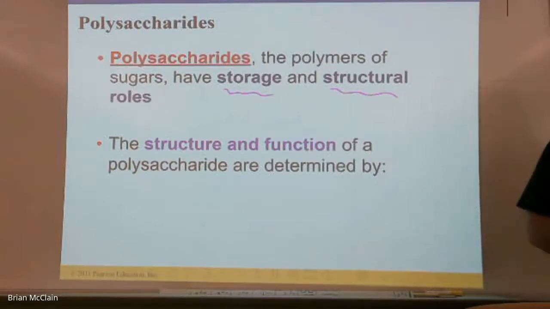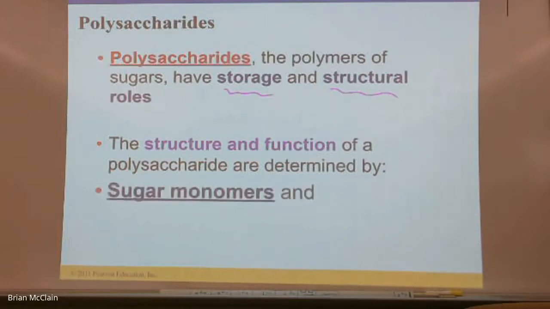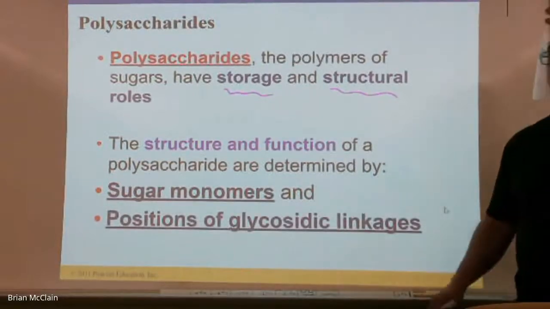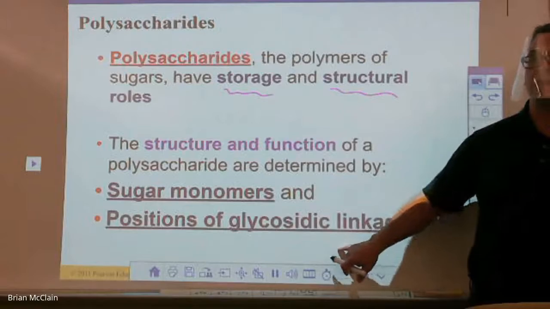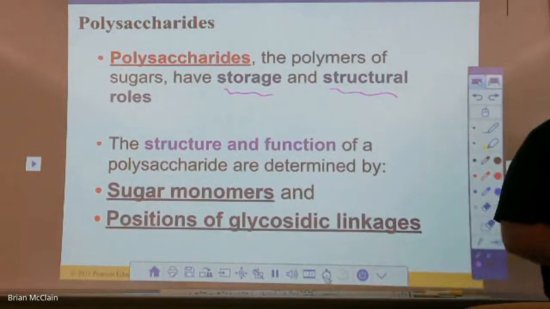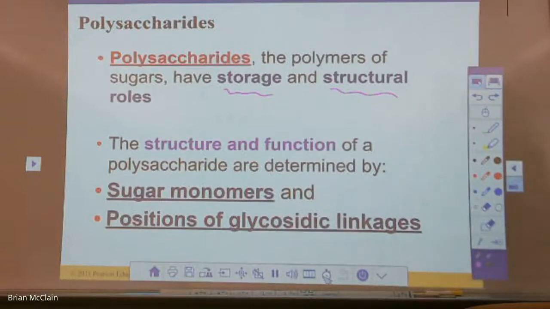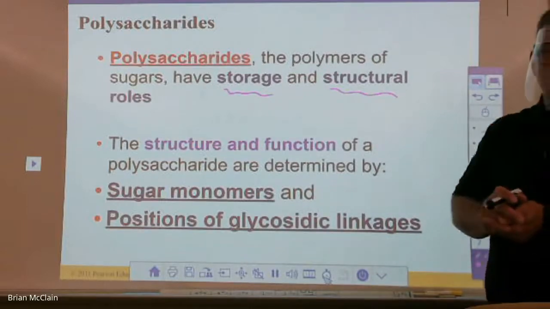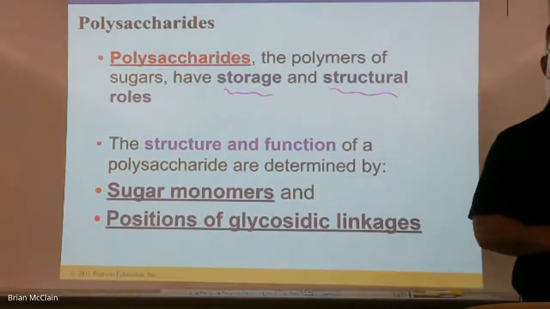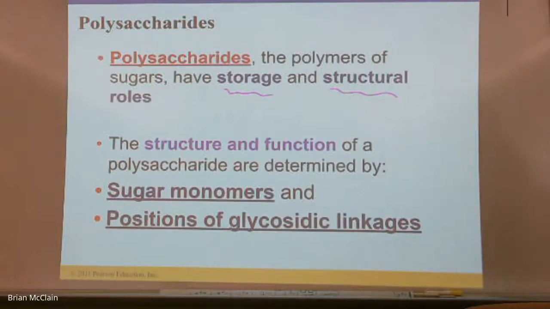So the polysaccharides are going to ultimately be determined based on what their individual units are that make it up. So what are the sugar monomers that build it, and what kind of bonds hold them? So they're going to be covalent bonds, glycosidic bonds, but what's the position of them? Are they going to be oriented in such a way where they form more of a straight chain, or are they going to be oriented in a way where they give you branching? Those are all things that will show up with this.